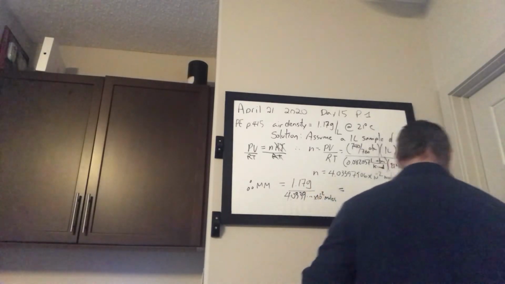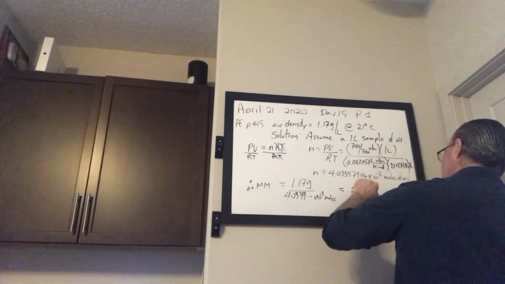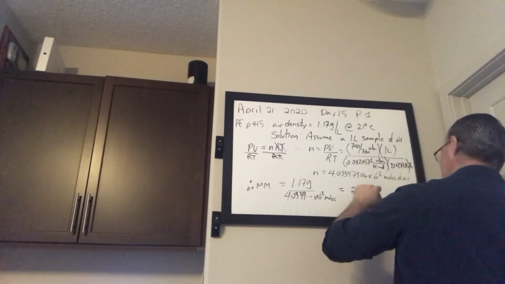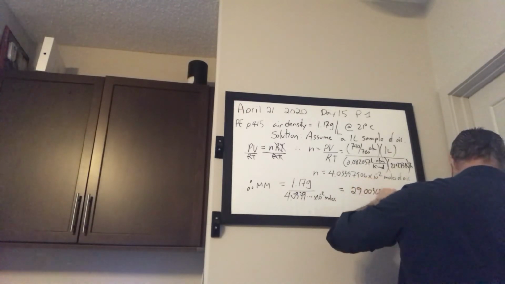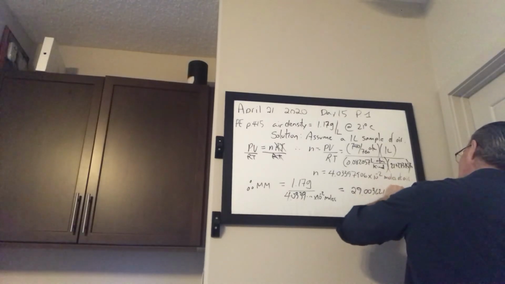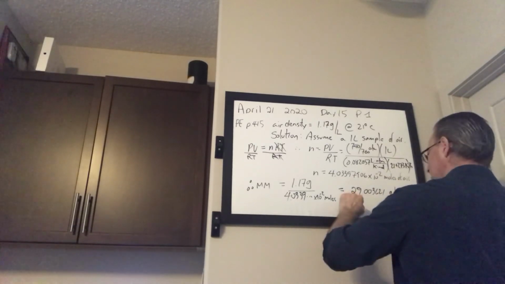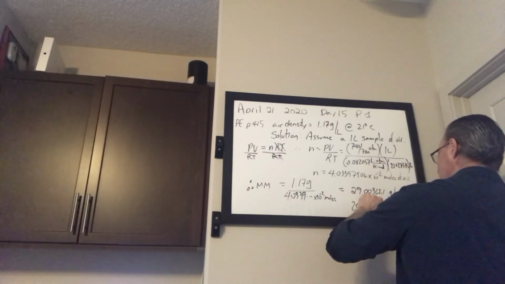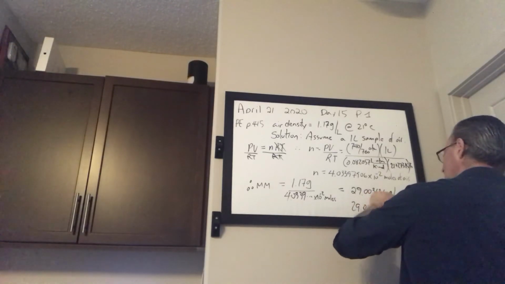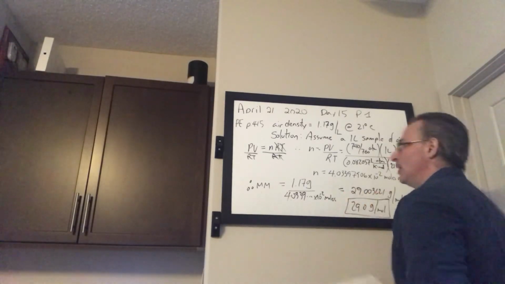And what you get is that air has an average molar mass of 29.003621. And we'll report it to the correct number of significant figures, which is 3. So you're going to say 29.0 grams per mole. And Bob's your uncle.